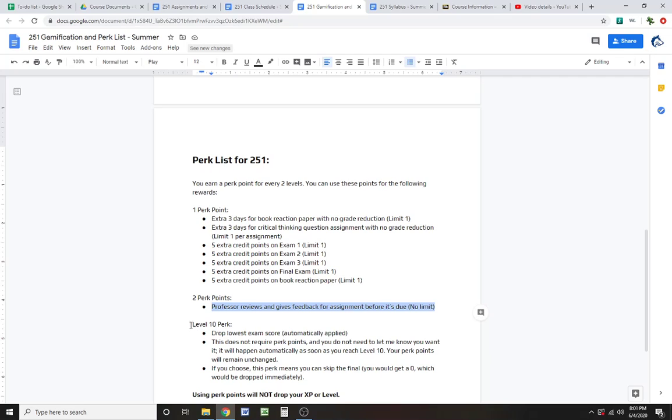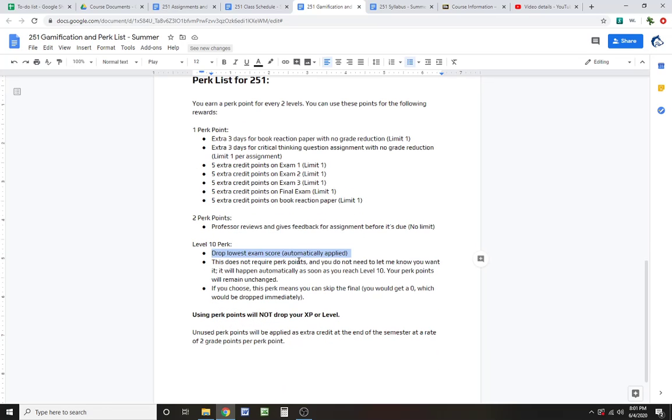Now, this is what you're here for. This is what you really care about. When you reach level 10, you get to drop your lowest exam score. This is automatically applied. You don't have to use any perk points for it. It doesn't make you lose XP, lose points, lose a level. Second you reach level 10, this gets applied to your grade.